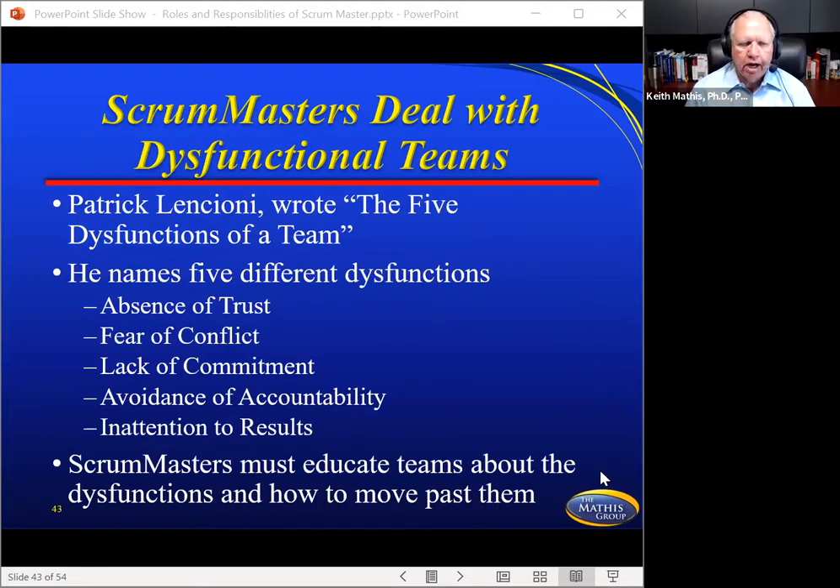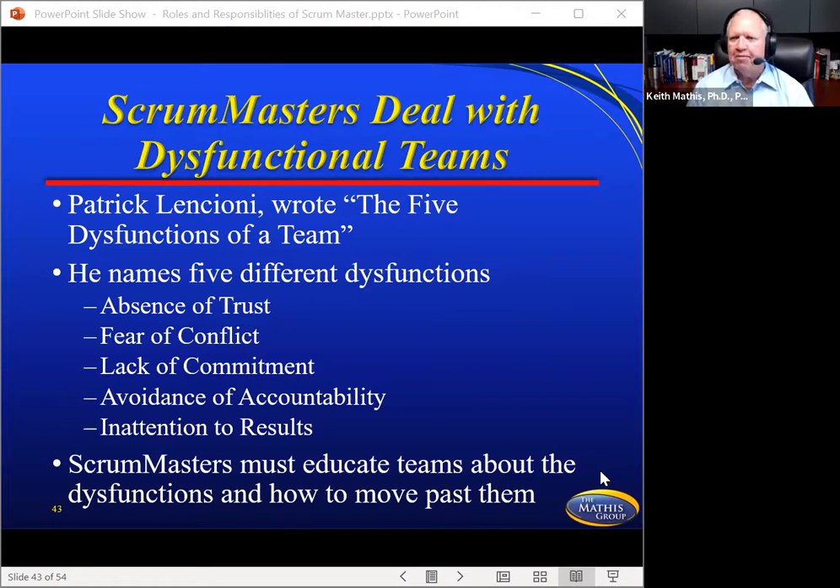Now, there is a book out. Lencioni wrote The 5 Dysfunctions of a Team, and he names 5 different dysfunctions. I didn't go into depth on this, but I liked it. I wanted to give you a resource. Absence of trust. Don't trust them. Don't trust management. Don't trust anybody. They're just trying to get our job.